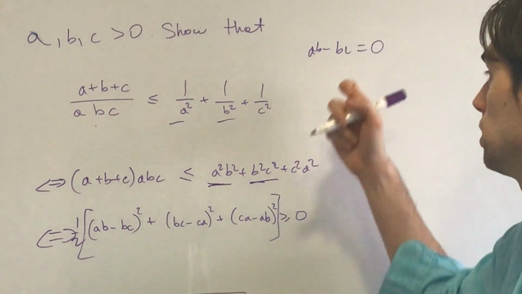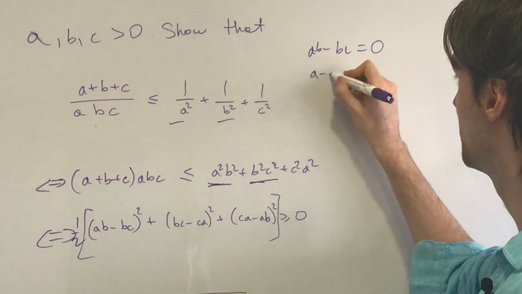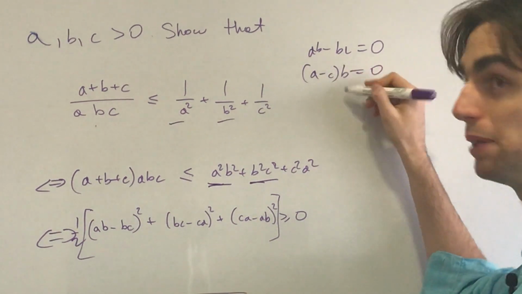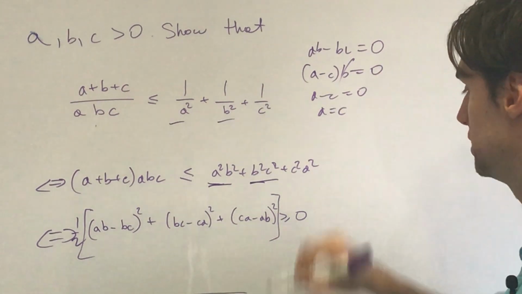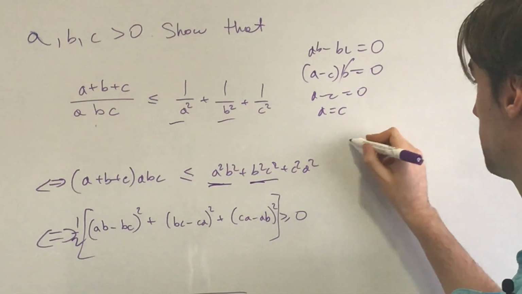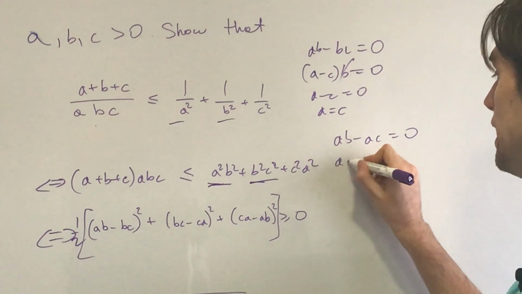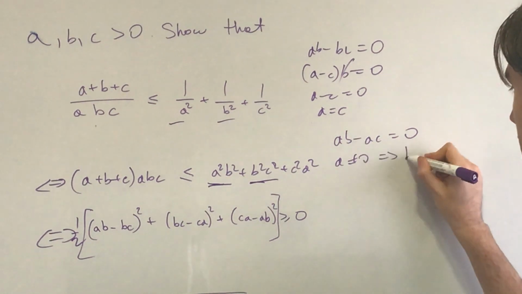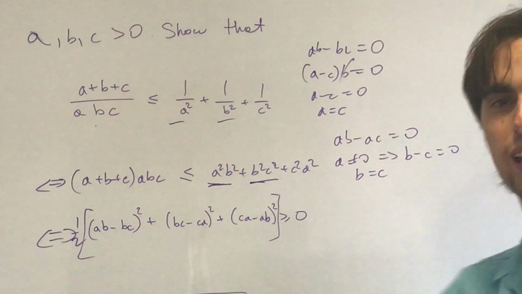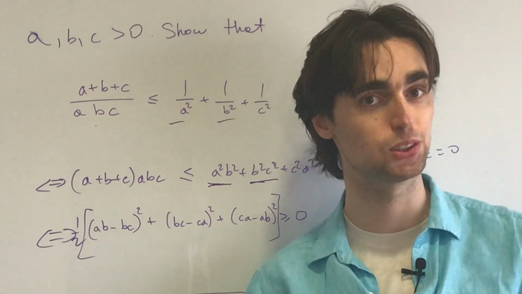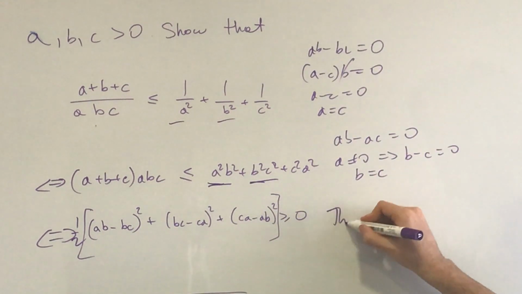What does this mean? Well, b is greater than 0, so this means (a minus c) times b is 0. b isn't 0, so we have a minus c is 0, i.e. a is equal to c. In a similar way, we get ab minus ac is 0. a isn't equal to 0, so this implies that b minus c is 0, i.e. b is equal to c is equal to a. All of them need to be equal. And this solves our problem, and as always, thanks for problem solving.